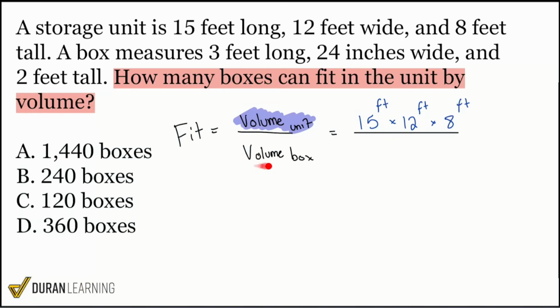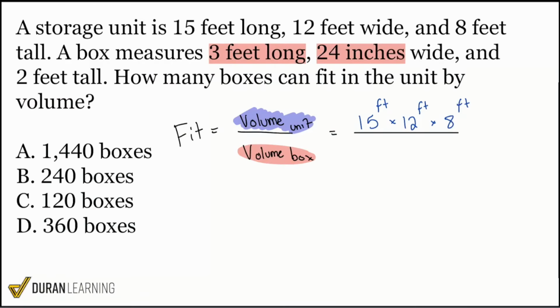Now let's go over to the volume of each individual box. So to capture that, I'll simply go ahead and use red. I'll come back over here and I see that it says the box measures 3 feet long, 24 inches wide, and 2 feet tall. Let me show you what the problem is with that right over here. I'm going to write everything down again. 3 feet long, 24 inches wide, and then 2 feet tall again.